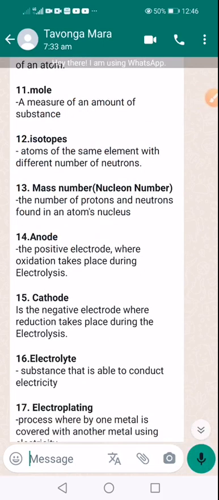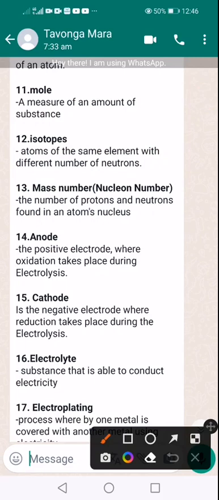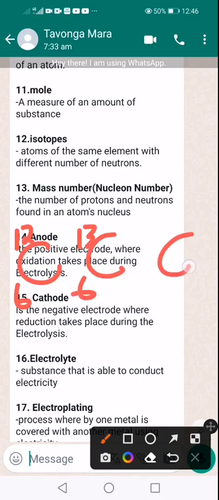Then isotope is an atom of the same element. For example, let me say we have carbon 12, 6 electrons. Carbon 13, 6 electrons. Carbon 14, 6 electrons also. What is an isotope? An isotope is an atom of the same element, carbon, with a different number of neutrons.